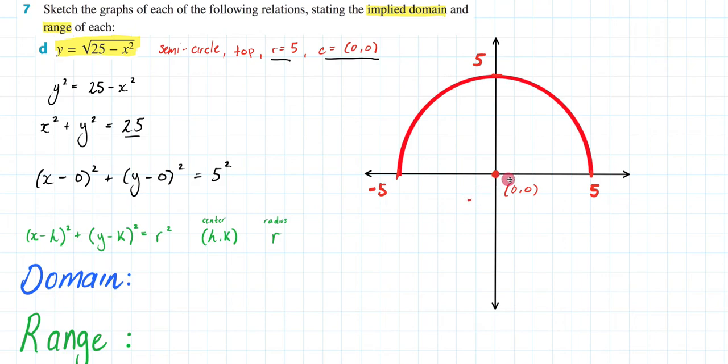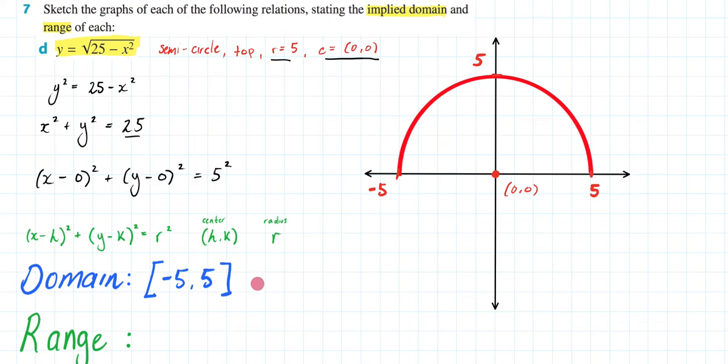It's centered at 0, 0, and as you can see, it has a radius of 5. Perfect. Now that we have drawn it, we need to figure out what my implied domain is and my range. Hopefully, by looking at this, you can see that for my domain, which is the set of all possible x values, this relation only makes sense for where my x is equal to negative 5 all the way to 5. So I'm going to come over here and write that my domain is negative 5 to 5.